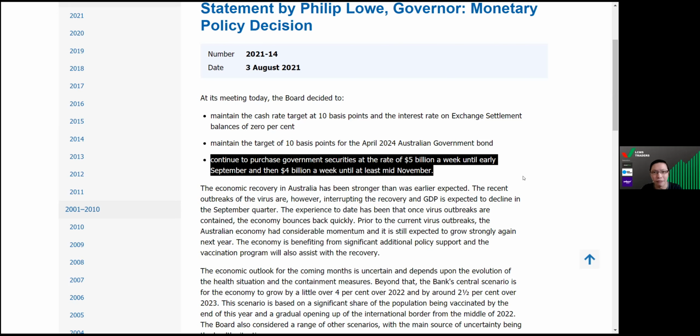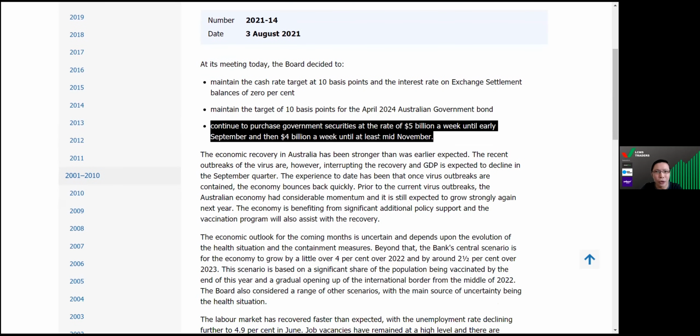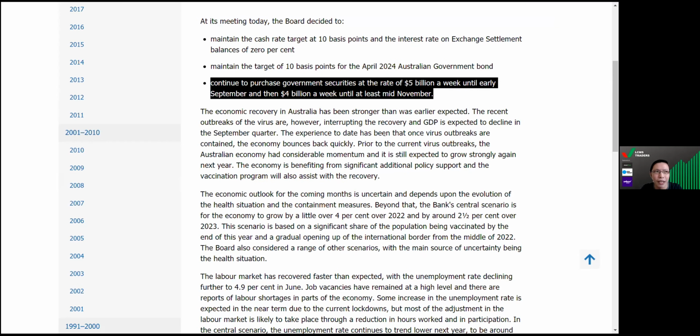Okay, QE extension. So this line actually, in a way, I wouldn't say it caught the market unprepared, but the market was actually expecting the central bank to maybe unwind their whole plan for the time being, but they did not. So that was what actually happened that caused the Australian dollar to strengthen slightly, I would say, against the other currencies.